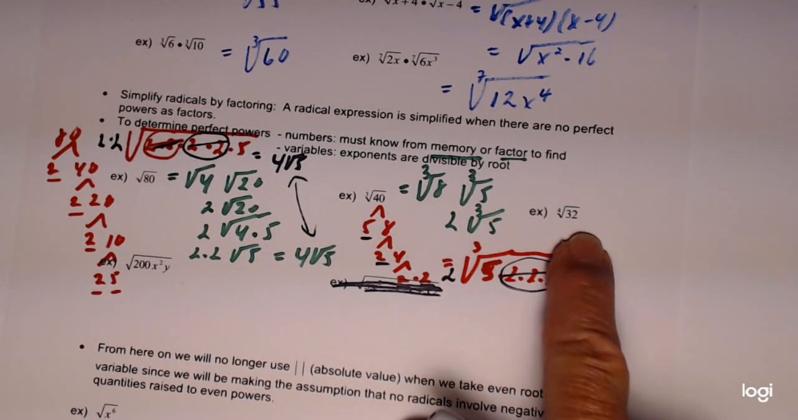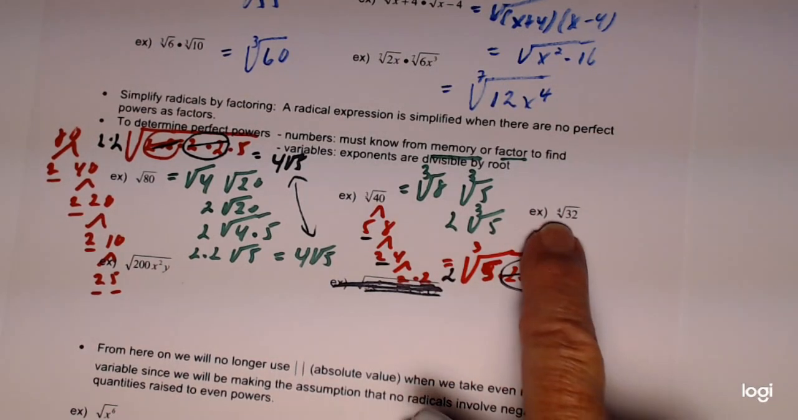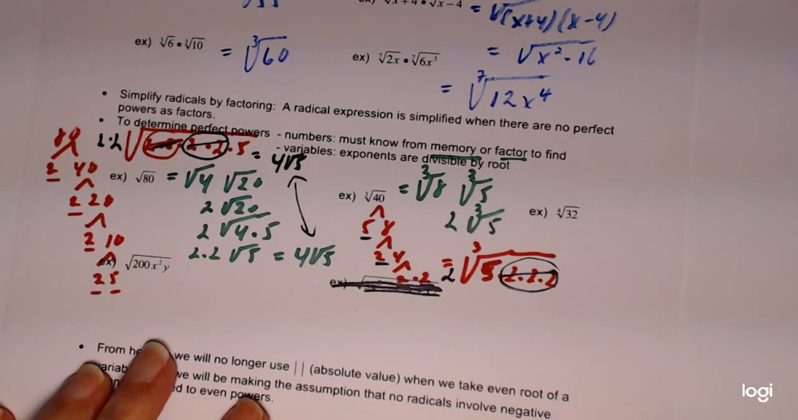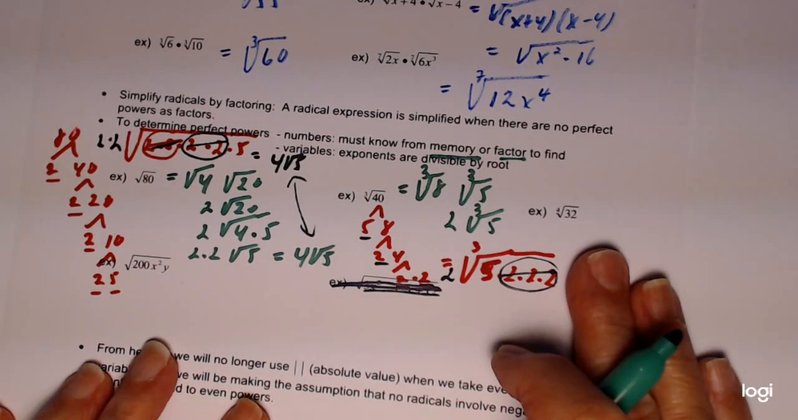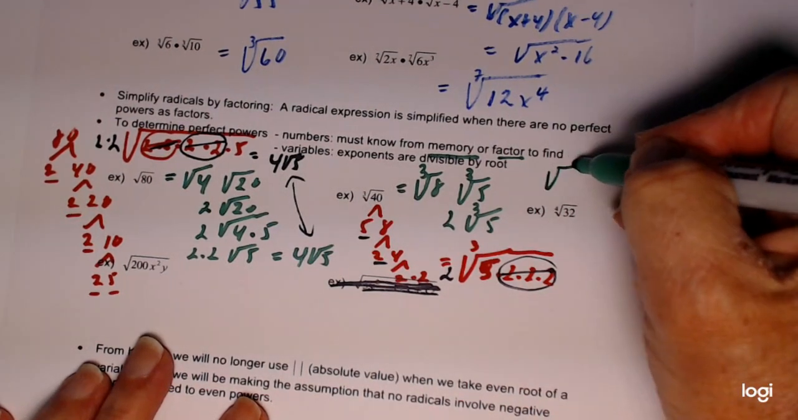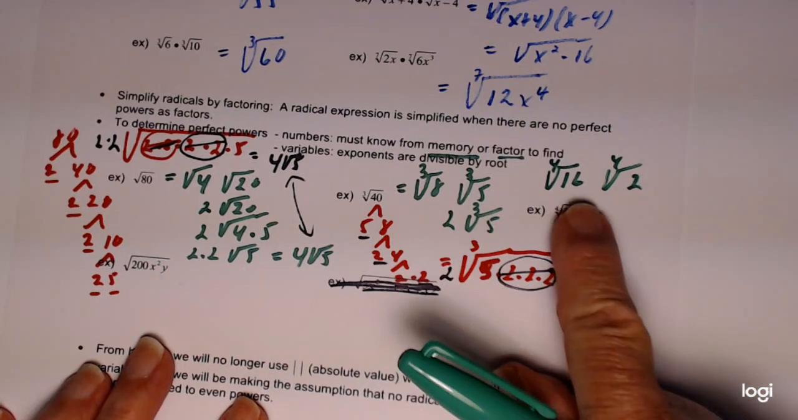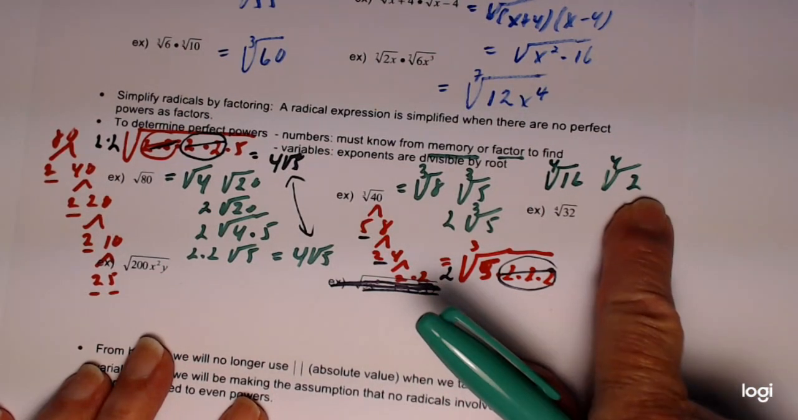Example here, now we're looking at the fourth root of 32. So we want to consider factors of 32. So I'm thinking 2 times 16, and as it happens, 16 is 2 to the power 4. So 16 is a number that's a power of 4. So I can factor this as the 4th root of 16 times 2. So 16 times 2 is my 32.